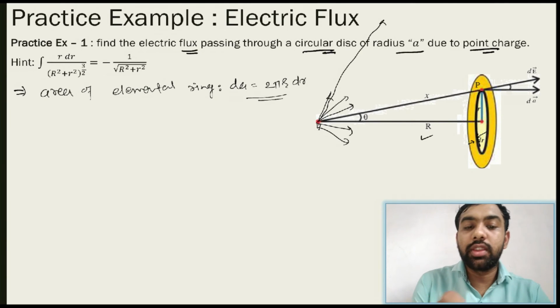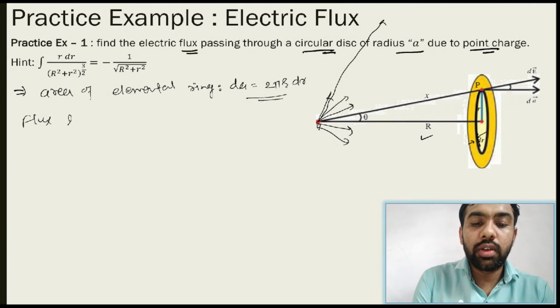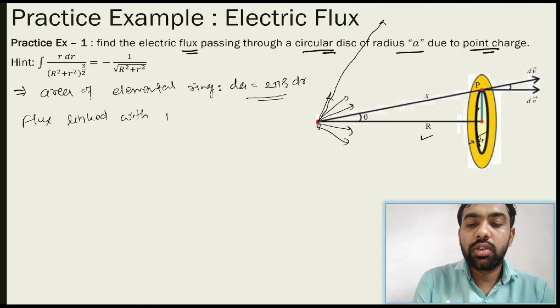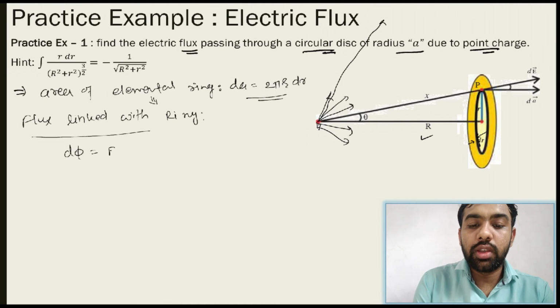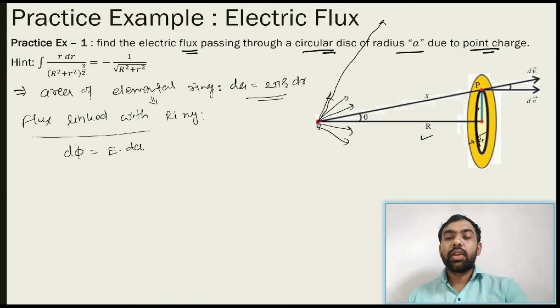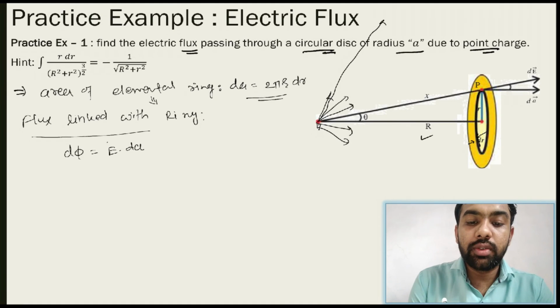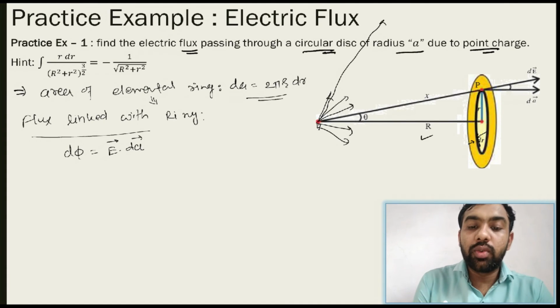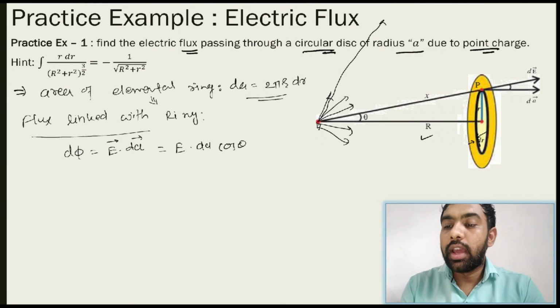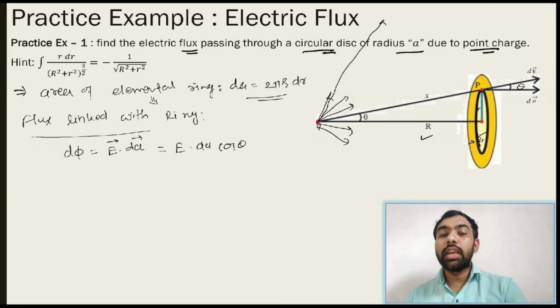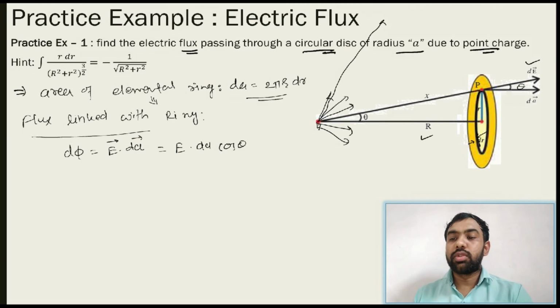So what is the flux linked with this one? Flux linked with the elemental ring dφ is equal to E into dA. Okay, but here we use E dot dA, so E dA cos theta. The angle theta is the angle between dA and E. Actually here D is used, so don't worry.